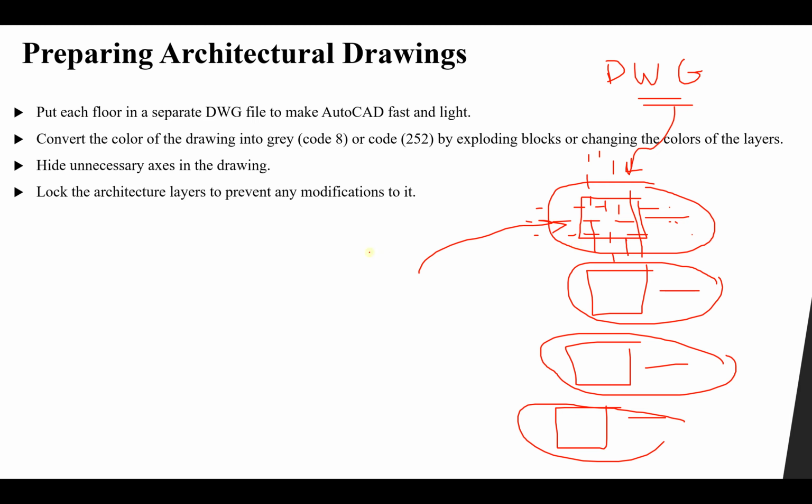Number 4 and the final step is to lock the architectural layers to prevent any modification to it. So after changing it into gray and hiding these axes, we will just lock all of these in order to prevent any kind of modification to it by mistake. Now let's go and see how we are going to do this.